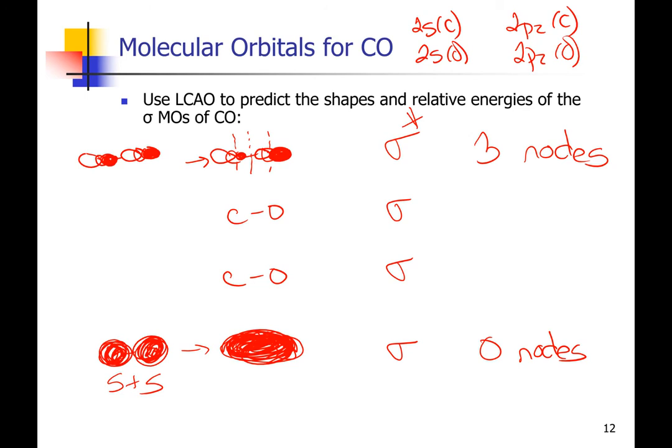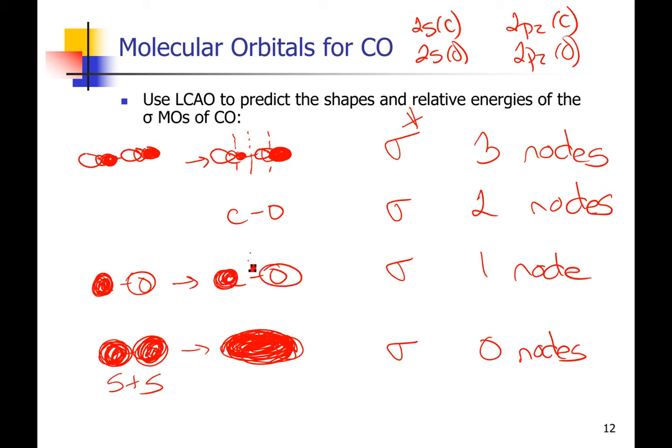And now we can fill in the middle by increasing the number of nodes every time we go up a step in energy. So if the lowest energy one has 0 nodes, then the next one up is going to have 1 node, and the next one up is going to have 2 nodes. And now I just have to think about how to do that. How can I make a molecular orbital with only 1 node from that set of atomic orbitals? Well, one way to do it would be to combine the 2s from the carbon with the 2s from the oxygen, but this time out of phase. And then it's going to look kind of like this, and there's my node down the middle.